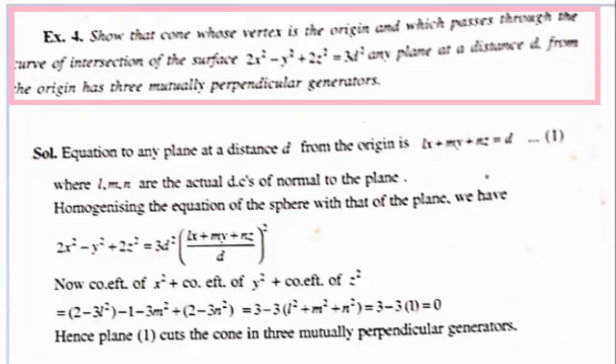Homogenizing this equation, 2x square minus y square plus z square equal to 3 into d square, that is nothing but (lx plus my plus nz by d) whole square. Now coefficient of x square plus coefficient of y square plus coefficient of z square equal to 2 minus 3 l square. On further simplification, we can see that this becomes 0. Therefore, that is the cone with three mutually perpendicular generators.